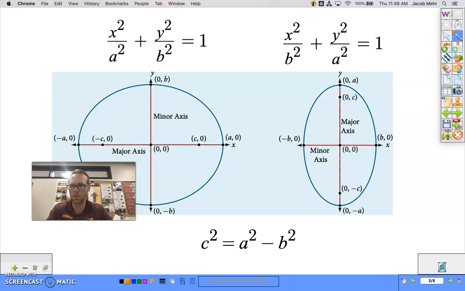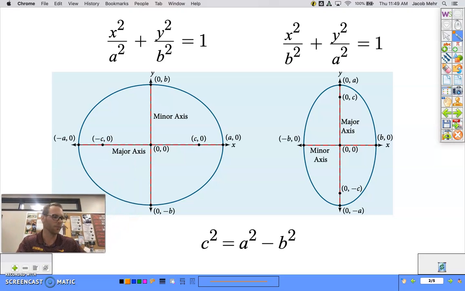I've got a bunch going on this page that I'm going to talk you through. The standard form of the equation of an ellipse is x squared over a squared plus y squared over b squared equals 1. What that does is it horizontally stretches what we call the major axis by a factor of a. So we're at 0, 0. The points a comma 0 and negative a comma 0 are called the vertices.